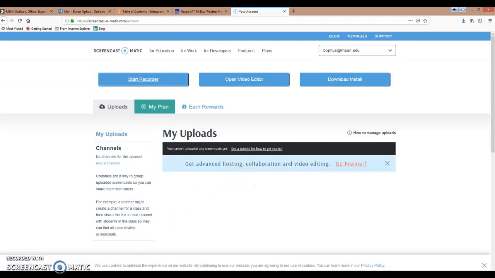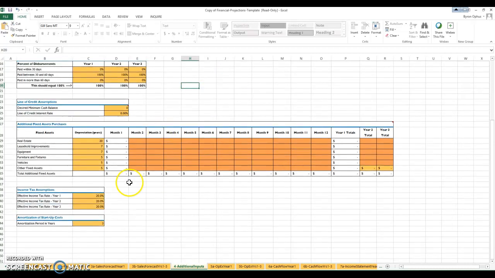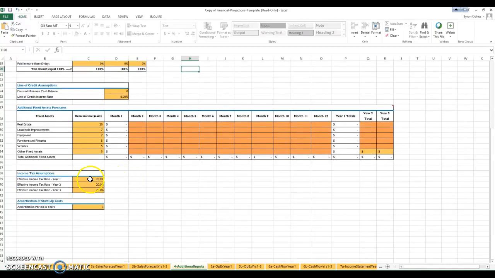Onward to additional inputs. I combine that with cash flow because neither one of these requires a lot of input, but they require some thought and definitely some action. I'm going to start on the additional inputs and ask you all to make these changes. I've kind of left this in here because I want to talk about it. It's kind of a teaching moment.